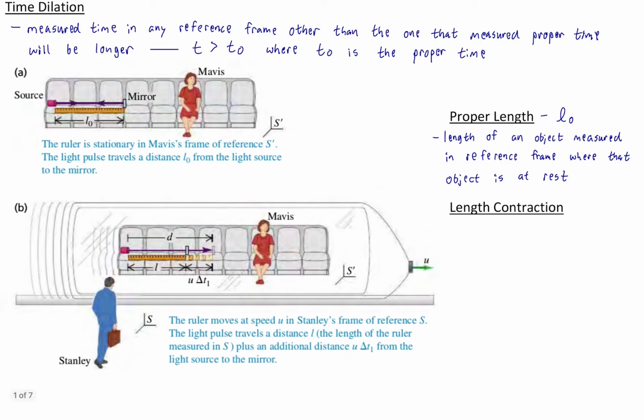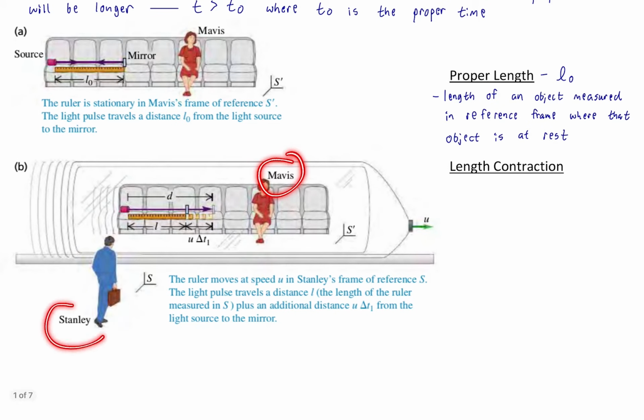So same thing here. We've got Mavis and Stanley. Who's measuring the proper length of this ruler, of that meter stick? Well, it's Mavis, okay? Because the meter stick here is at rest relative to Mavis. It's moving relative to Stanley. So only Mavis measures the proper length of the meter stick. And that one's very easy to wrap your head around. If you are in the room with the object, then you measure the proper length. If that room has got glass walls and it's moving past someone so someone can see into the room, then they would not measure the proper length, okay? Because the room is moving relative to that person, okay?